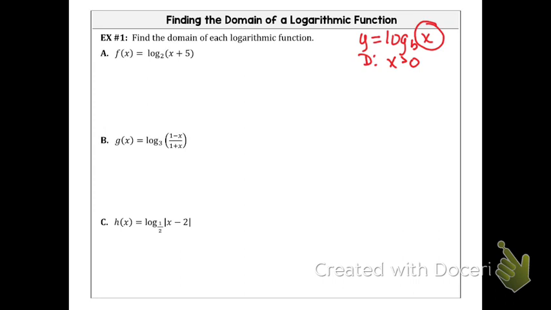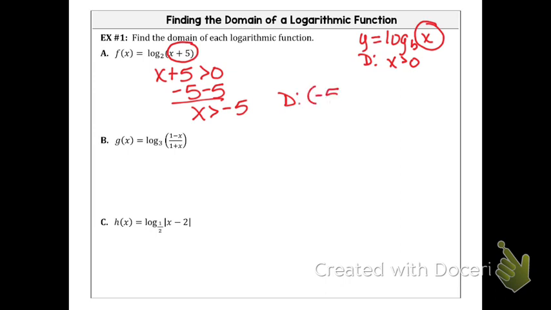So let's look at A. A says f of x equals log base 2 of x plus 5. So we know that this x plus 5 piece right here has to be greater than 0. So we subtract the 5, and so we get x is greater than negative 5. So we know that our domain is negative 5, not included, to infinity.